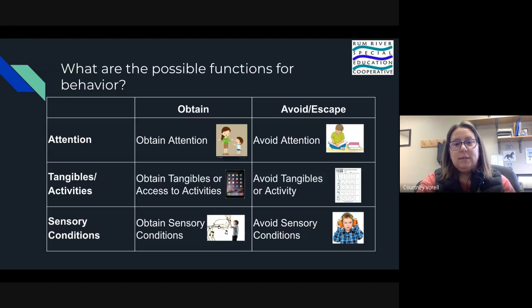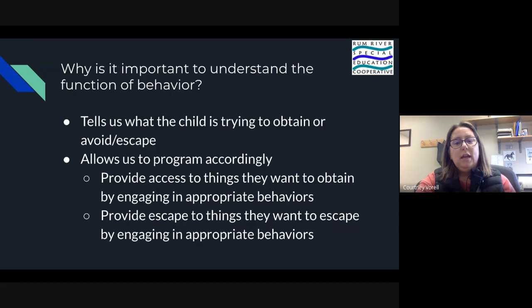So if we look again, so if they're escaping a particular activity, that fits into that example. If they're escaping a sensory condition, it could be that some sort of easy modification's easy, like maybe wearing headphones or taking some breaks from the environment that's too loud. There's lots of things that we can do to provide that appropriate escape for engaging in our expectations.